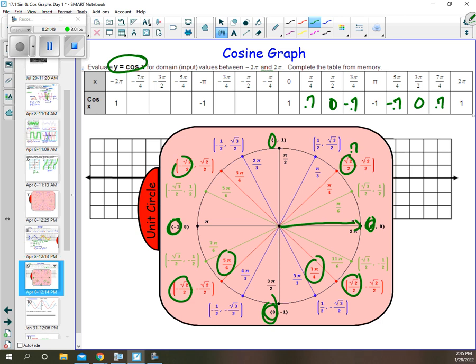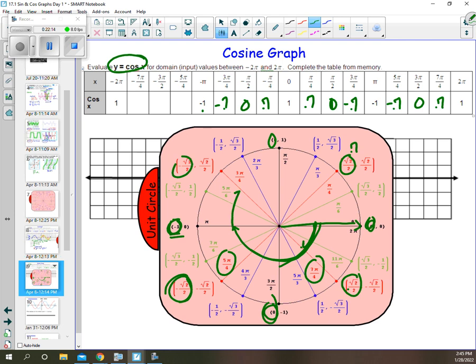We're starting in the same location but going clockwise, pardon me, so the opposite direction. Negative pi over 4 would be our quadrant 4, so 0.7. Negative pi over 2 would be a 0. Negative 3 pi over 4, that puts us into our quadrant 3, so negative 0.7. Negative pi, halfway around the circle, gives us our -1.